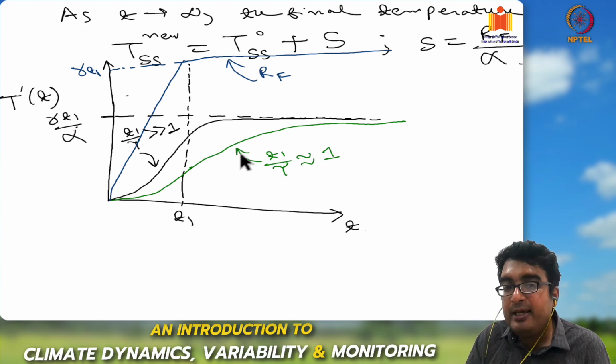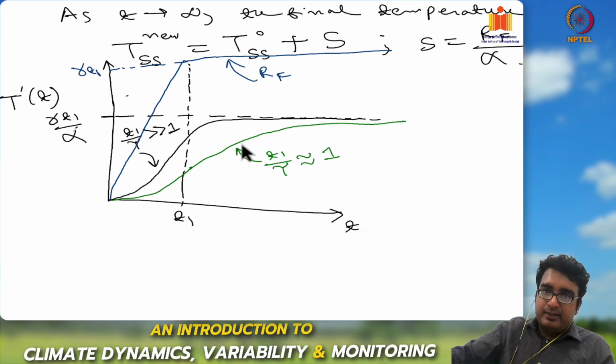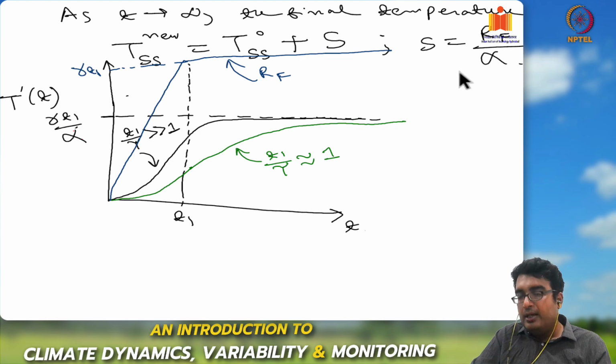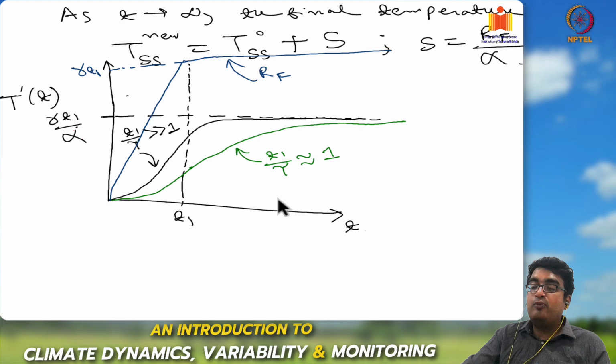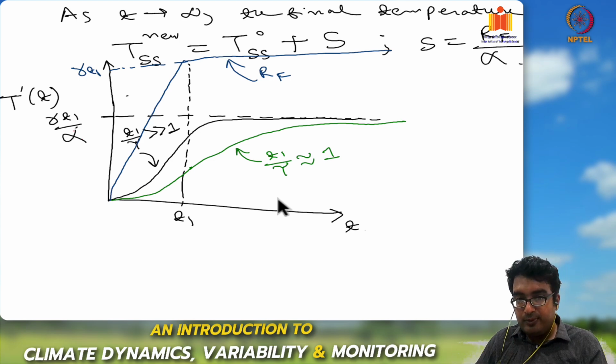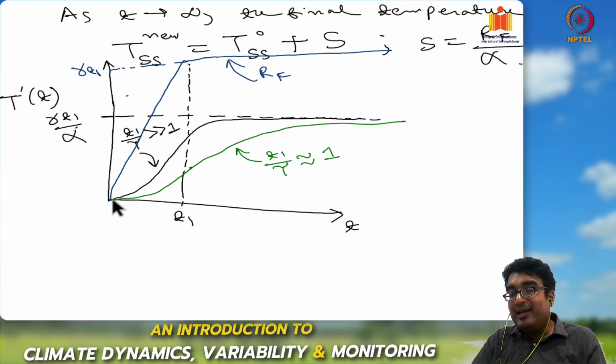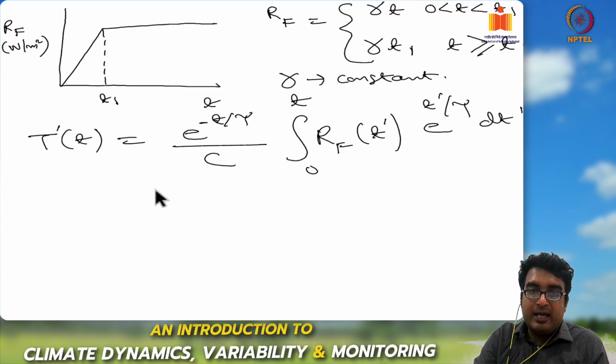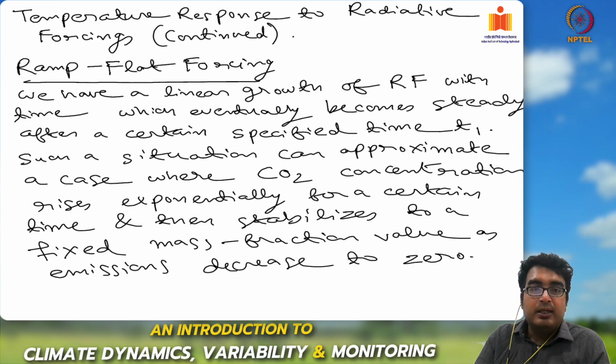there will still be a pent up effect that will cause the temperature to continue to rise till it reaches the steady state level, which is RF1 by alpha. Eventually it will reach that, but it will take a long time, beyond the point at which we have stabilized the greenhouse gas concentration. Again we see that initially the temperature response lags behind the radiative forcing response. We have seen this effect before.